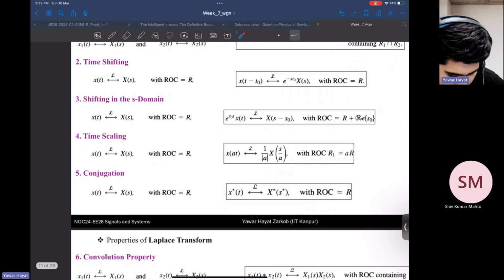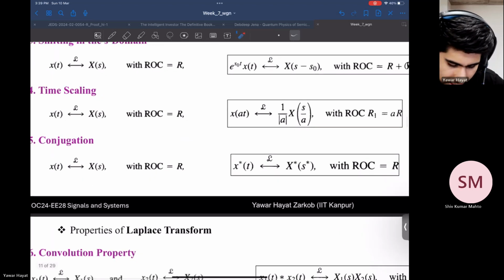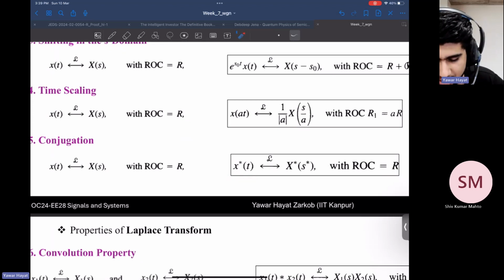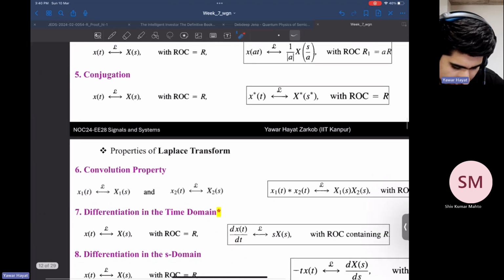Then we have conjugation. X of t and X of s are Laplace transform pairs with ROC R. If I have a conjugated signal x star of t, its Laplace transform would be X star of s star. The ROC remains the same.